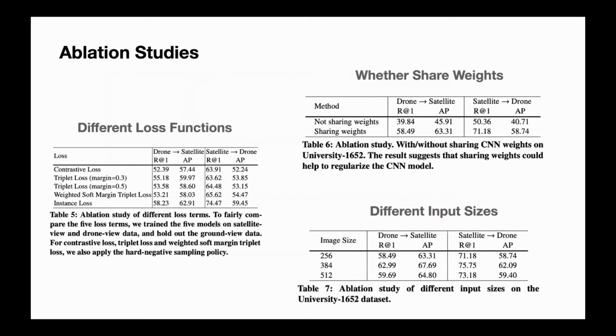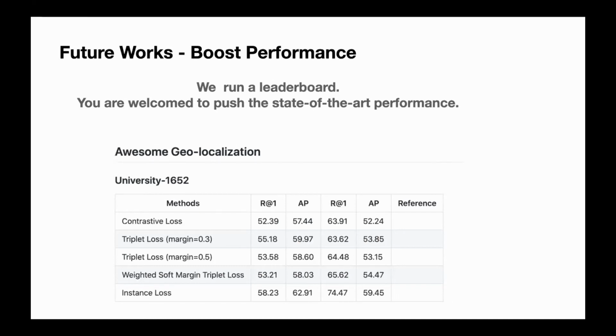And finally, we also provide some ablation study on different loss functions, whether to share weights of the backbone, and the different input sizes of the images. And yes, if you are interested in our results and more details in our experiment, you may check our paper for more detailed illustration. And I think there are several ways to do more work on our data set. For example, actually we run a leaderboard, and you are welcome to push your results to our leaderboard.